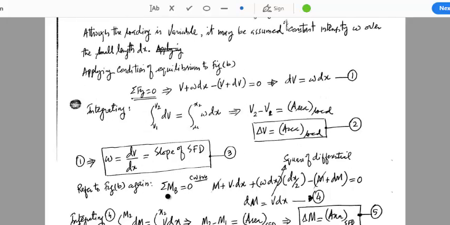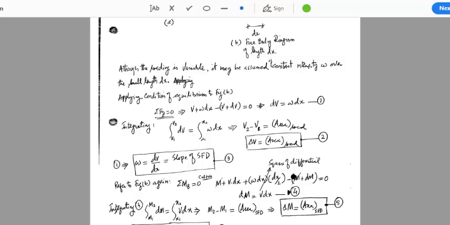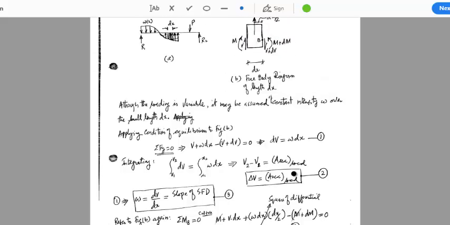Okay, so let's take sigma M_B equal to 0 with the convention that clockwise movement is positive. Now let me zoom out a bit so that we have the figure as well as the expression in the same view. Now what different movements are here? First of all, M: if we start from the left side, M is in clockwise direction, so it is positive.